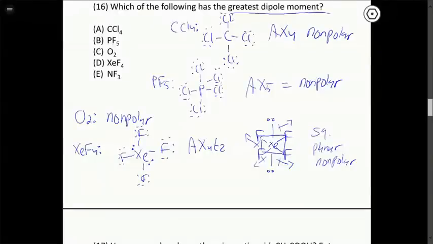So the last one, which is NF3, which should be our winner here, if all the rest of these are correct. When we draw NF3, draw that again, so we have room.